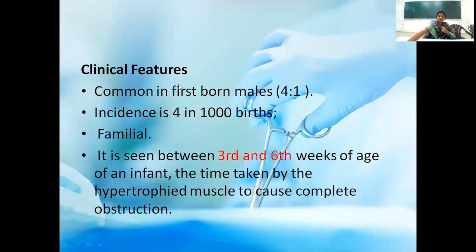Coming to the clinical features, it's common in males, 4:1. In the males also, the first-born males are more affected. The incidence is 4 in 1000 births, and this condition is familial, that is, it runs in families. It is seen between the 3rd and 6th weeks of age of an infant, because this is the time taken by the hypertrophic muscle to cause complete obstruction.